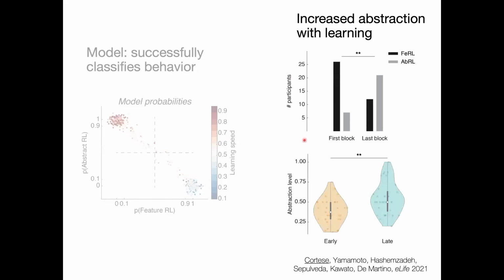Now we can look a little bit more into this across the whole time course of the experiment, because one fundamental hypothesis here is that at the beginning, participants should be more likely to use a feature RL, and at the end, they should be more likely to use an abstract RL, because we have seen that over time, they tend to learn faster, to complete the blocks faster, to show higher learning speed. And this is exactly what we see.